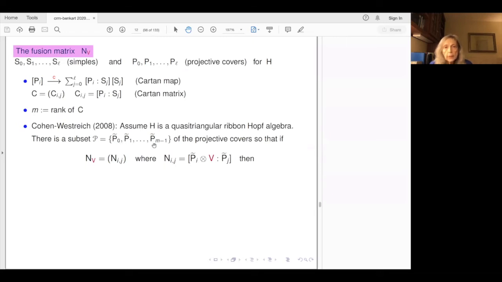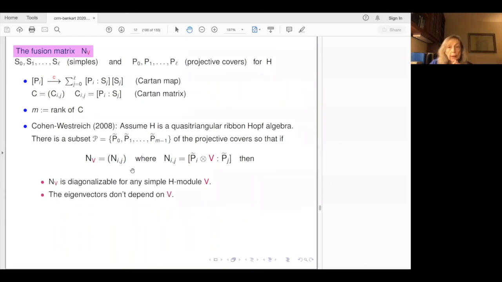those M projective covers. So what you're doing is rewriting this tensor product in terms of just the ones that you've listed, and then getting a matrix. And what they showed was that this matrix is diagonalizable for any simple H-module. The eigenvectors don't depend on V.